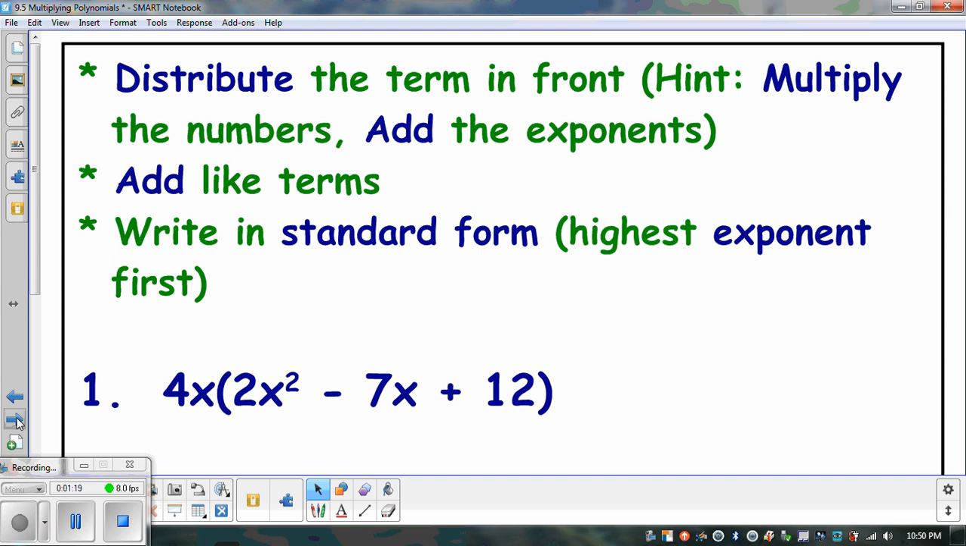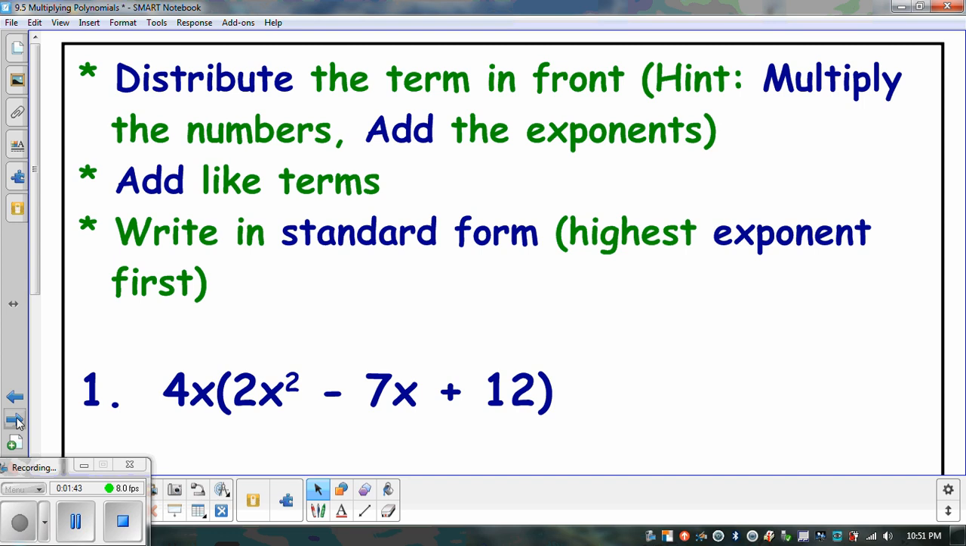Here are the basic steps that we are going to follow. The first thing you are going to do is distribute the term that is in front of the parentheses. Hint: you're multiplying the numbers, multiplying the coefficients, and adding the exponents. This is why we had to learn 9.1 and 9.2 before we could get full on into Unit 9.